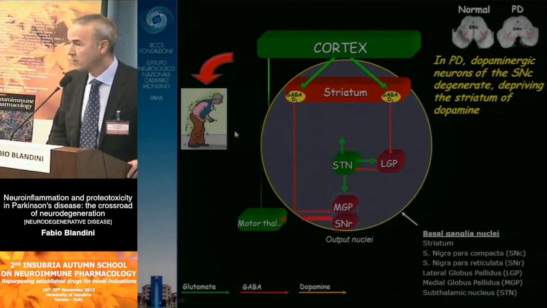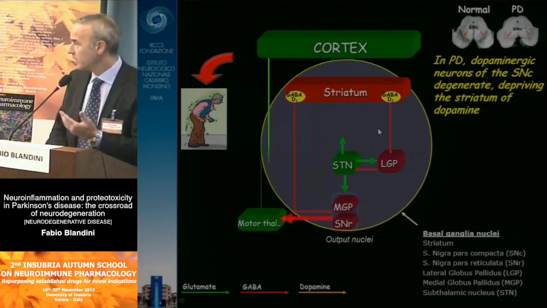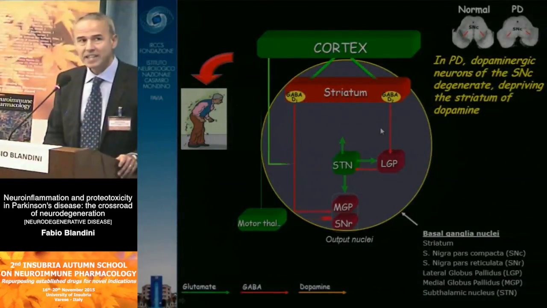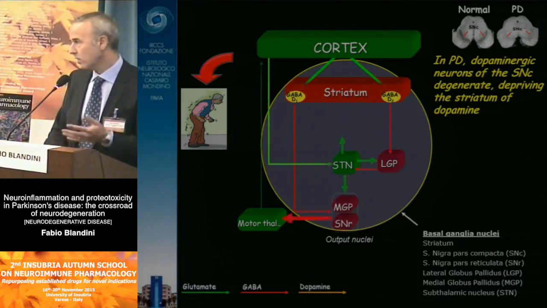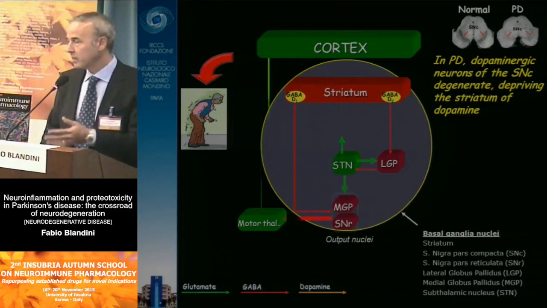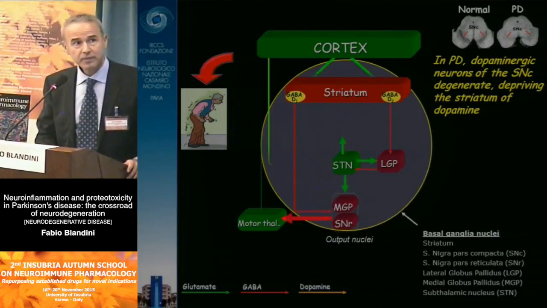And so we have the onset of the motor symptoms. Of course, a certain amount of cell loss in the nigra is required for the motor symptoms to occur. The idea is that at least 70 to 80% loss of dopaminergic neurons is required before the motor symptoms of PD start to occur.